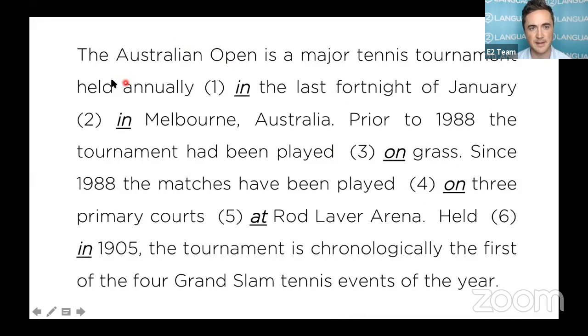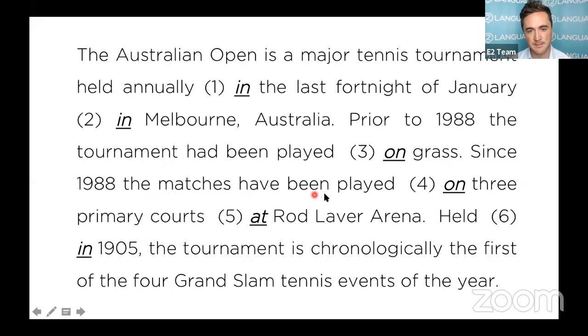Let me disappear again. The Australian Open is a major tennis tournament held annually in the last fortnight of January in Melbourne. Prior to 1988, the tournament had been played on grass. Why? Surface, not in the grass. You could say in the grass, but it changes the meaning. It's played on grass because we're talking about the grass here as a surface.